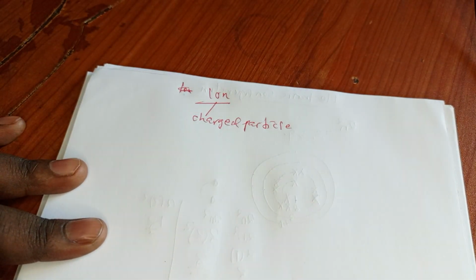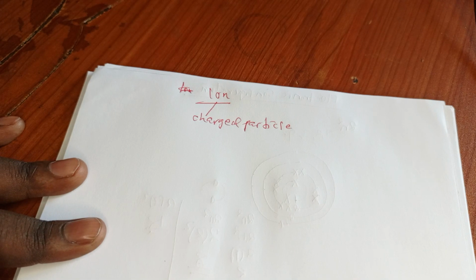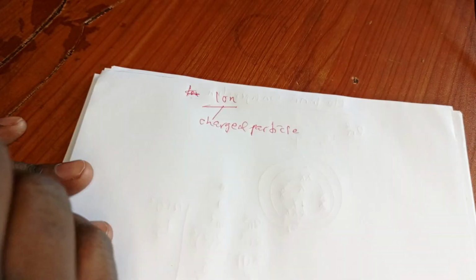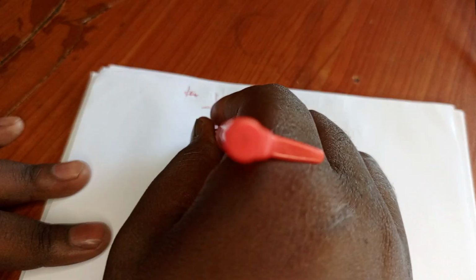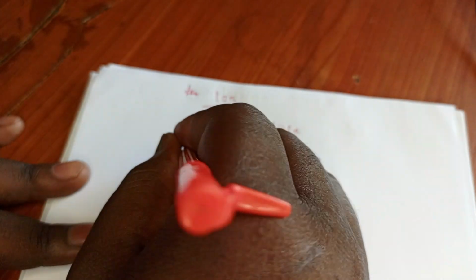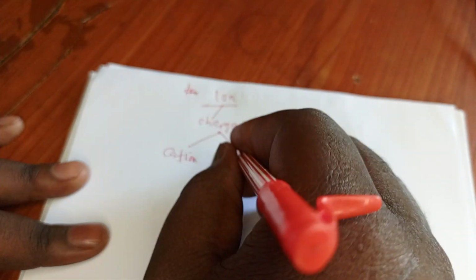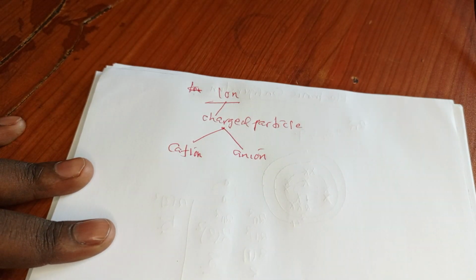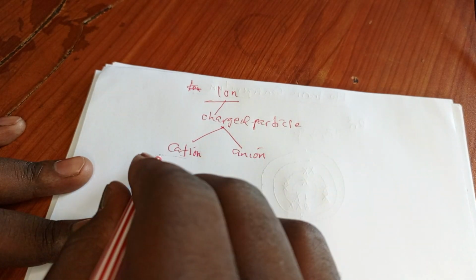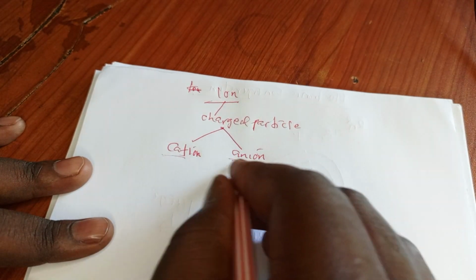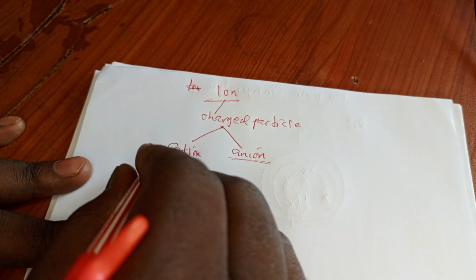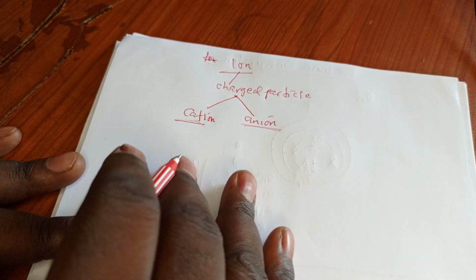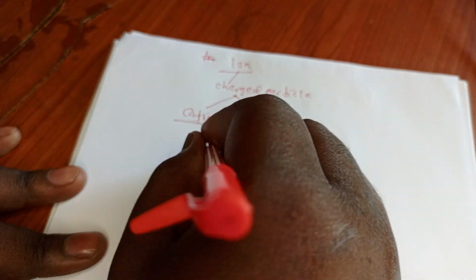Particle. So an ion is a charged particle. So when they ask you what's an ion, an ion is a charged particle. Then there are 2 types of ion, which are cation and anion. You have cation and anion. Good. Now I'll start with cation.